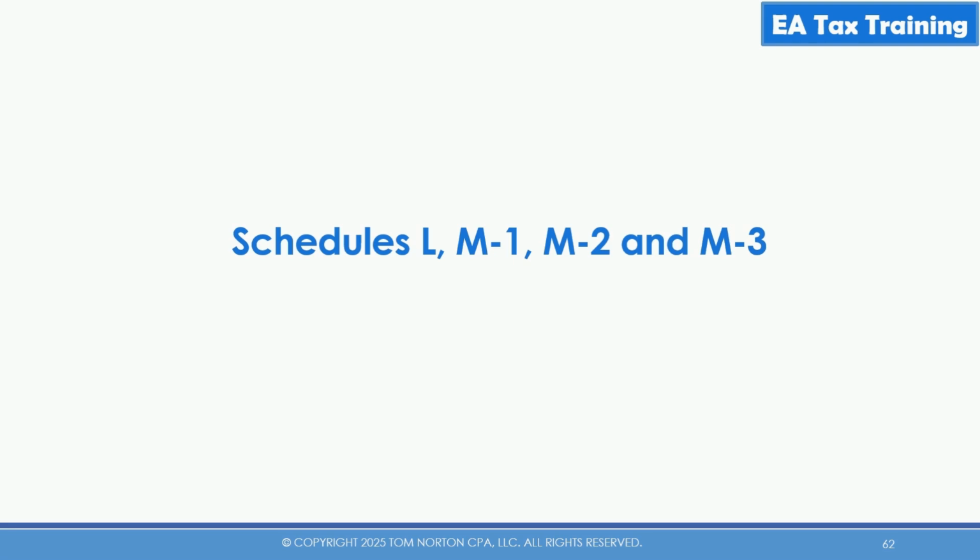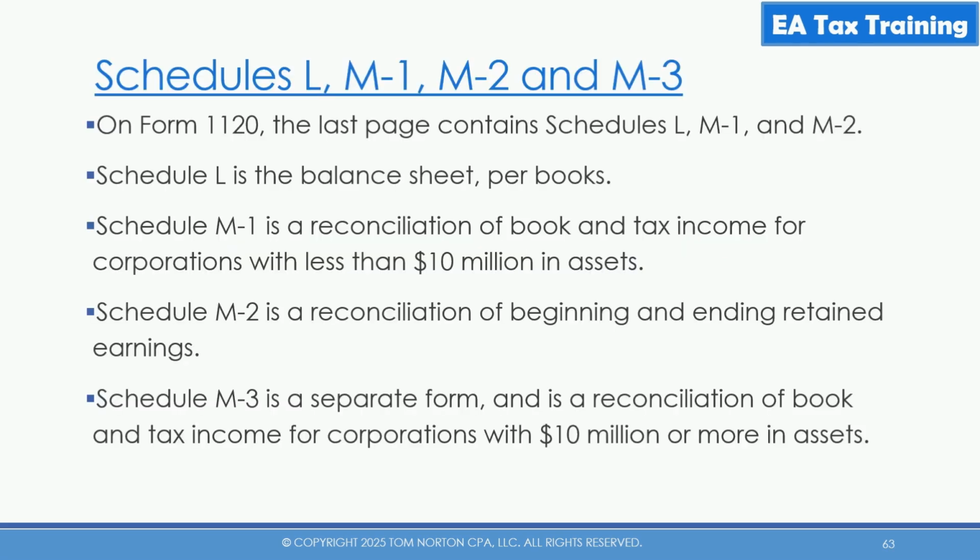We will now move on to looking at Schedules L, M-1, M-2, and M-3. If you were with us in the partnership video, this is going to be very similar. There are some differences with partnerships, but a lot of the forms are going to look very much the same. On the Form 1120, the last page contains Schedules L, M-1, and M-2, much like with the partnership. Schedule L, of course, is the balance sheet per books.